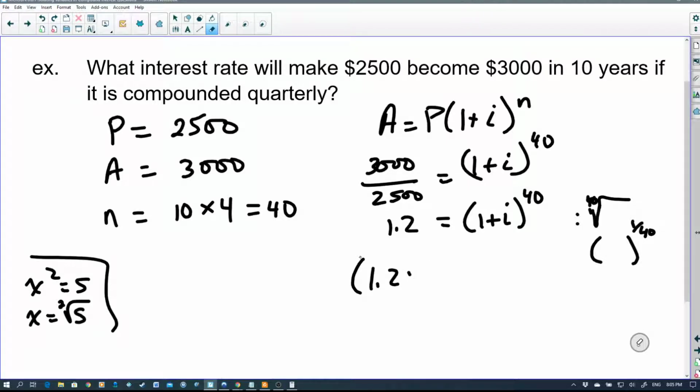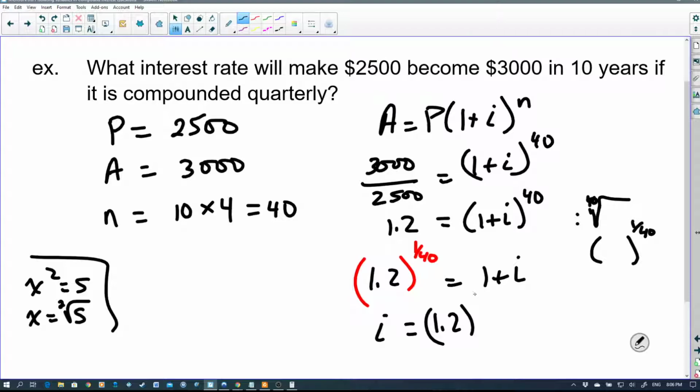I'm going to use a different color to highlight that. On this side, if we do a fractional exponent of 1 over 40, all that we're going to have is the argument 1 plus i that's going to come out of there. So isolating for i is going to require us to subtract 1. Let's get that written out, and then we'll use our calculator to find the final answer, all right? So we're going to have 1.2 to the power of 1 over 40 minus 1.